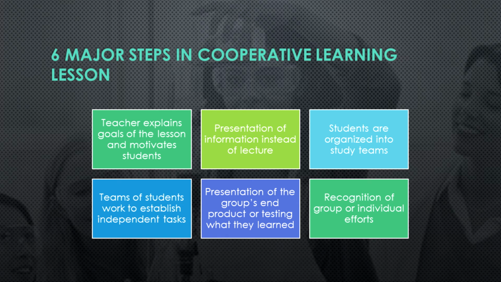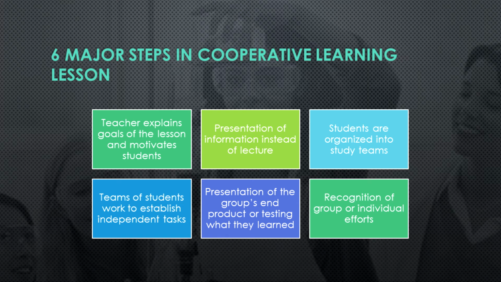There are 6 major steps or phases involved in a cooperative learning lesson. It begins when the teacher explains the goals of the lesson. It is his or her job to motivate the student, to explain why this lesson is important to the student, so the student can link the information to something they value. Next, the teacher provides the information in the form of text, a video, or a web page. This is not usually a lecture.